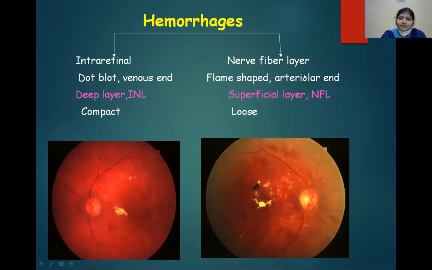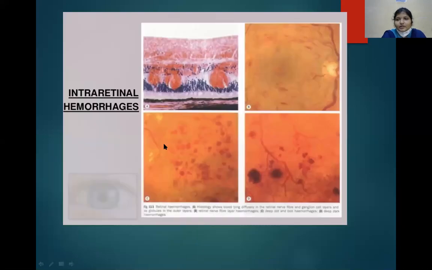Here the nerve fibers are loosely arranged, so there is more dispersion of the blood, leading to a flame-shaped appearance at the superficial layer. So these are dot and blot hemorrhages and these are flame-shaped superficial hemorrhages. Anywhere we see flame-shaped hemorrhages, it indicates superficial hemorrhages, that is, in the nerve fiber layer. And dot and blot hemorrhages are present in the inner nuclear layer.